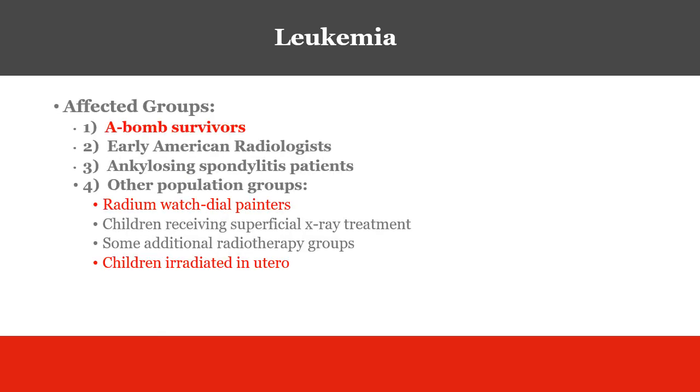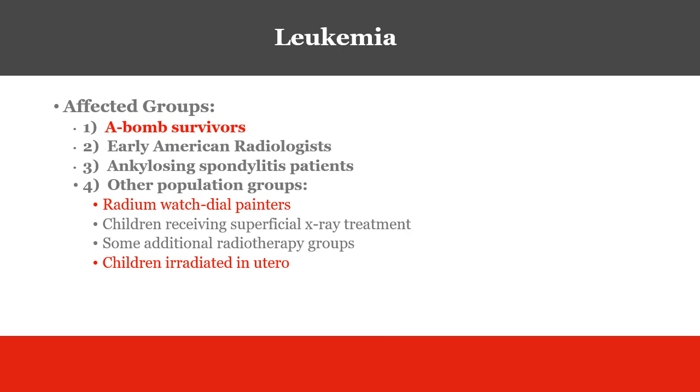Other population groups included A-bomb survivors, the greatest one studied. Early American radiologists was a huge group. There were a lot more physicists who were radiologists and vice versa in Great Britain. So in Great Britain, the early radiologists weren't as exposed to radiation as our American radiologists were. Ankylosing spondylitis patients received a large dose of radiation and were able to stand upright, but they ended up with leukemia 20 years down the road.